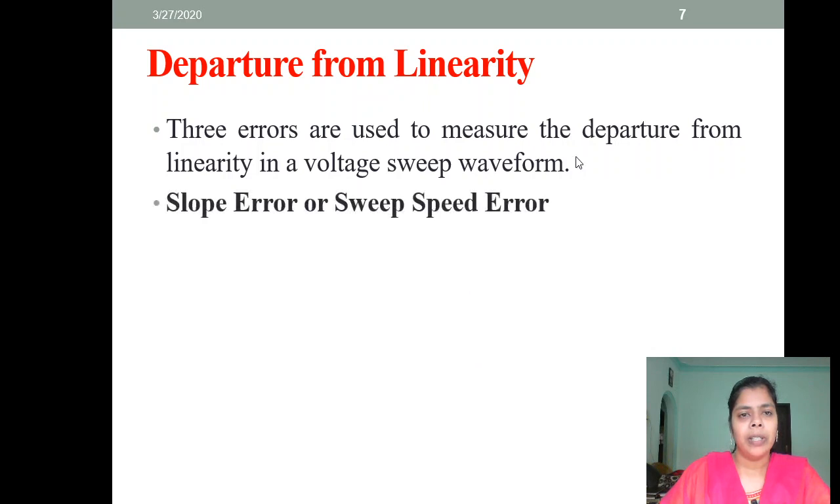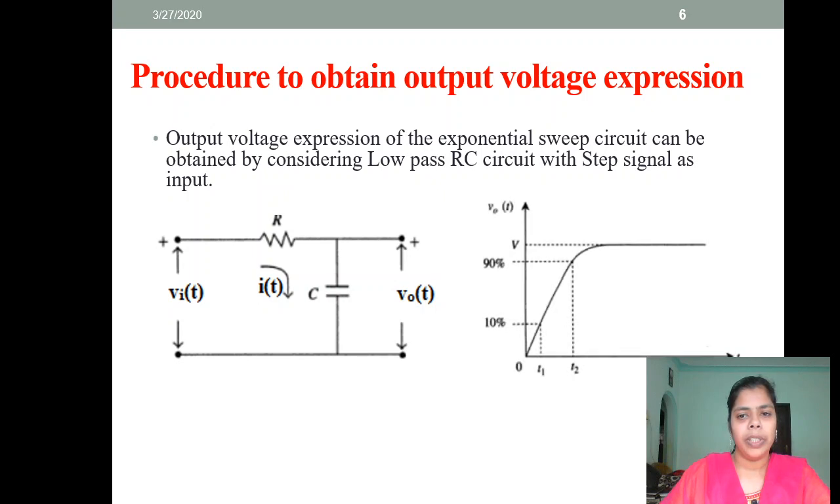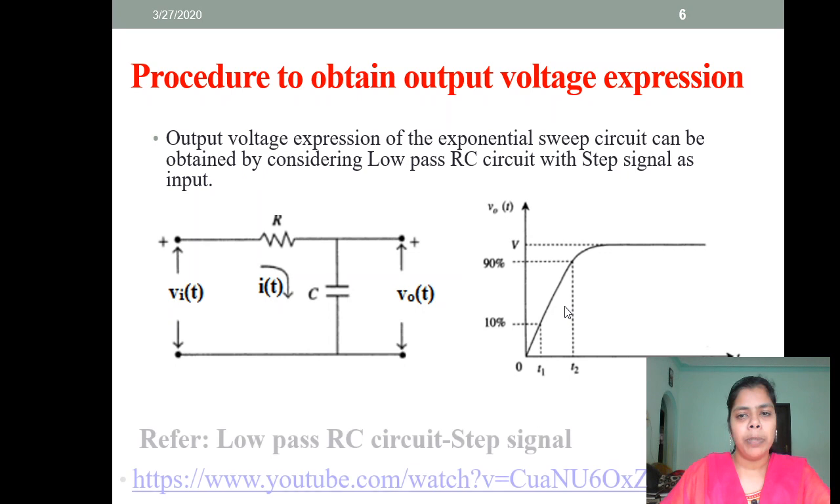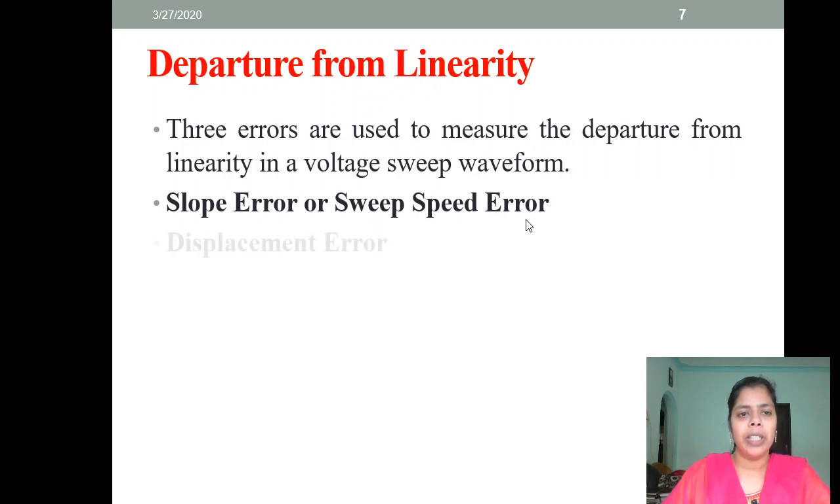So in this, here, this is the obtained signal. If we control the signal for a time duration t, then we will get a sweep signal. But in exponential sweep circuit, the obtained signal will not look similar to linear. So three types of error can occur in the generated voltage sweep waveform from exponential sweep circuit. First error is slope error. It is also called as sweep speed error. The second one is displacement error. Third is transmission error.